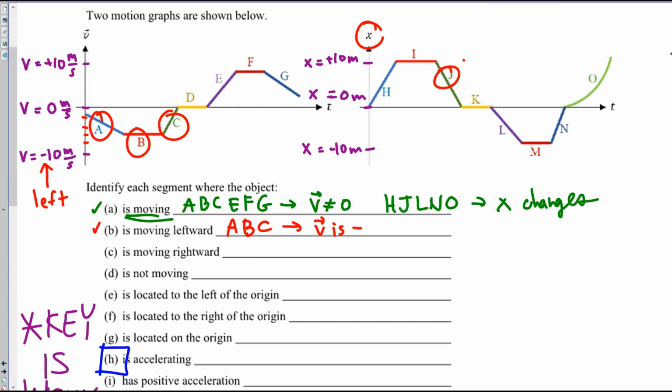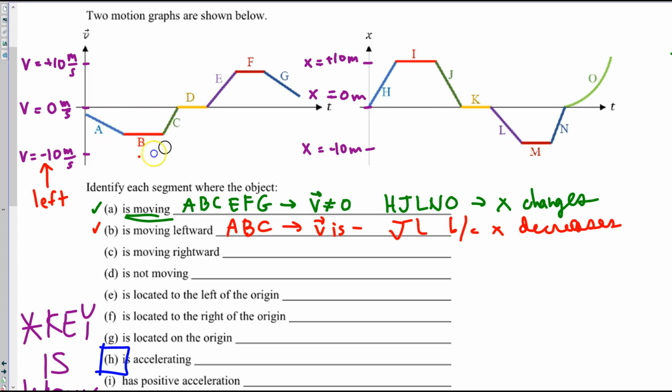So J has a decreasing position because we're going down the axis, down the y-axis. And L has a decreasing position. We're going down the y-axis, from like -2 to -10. So that's J and L, because position decreases. Alrighty, onward and upward, or downward maybe, I don't know, depending on the sign of your velocity.